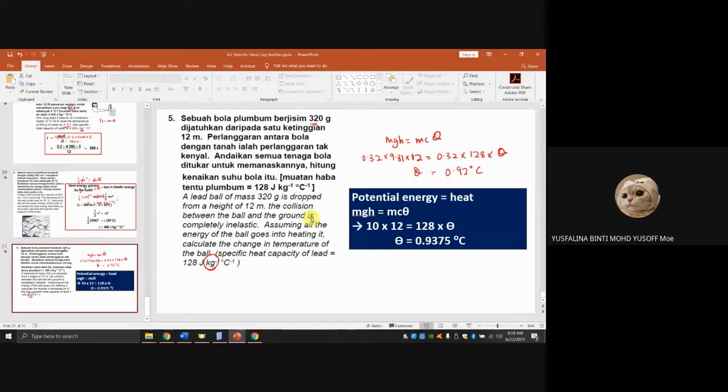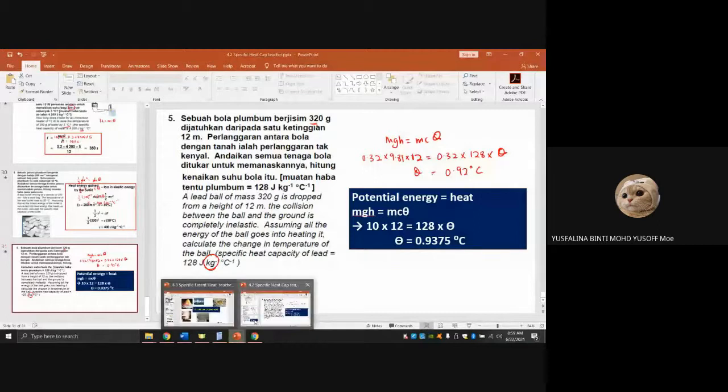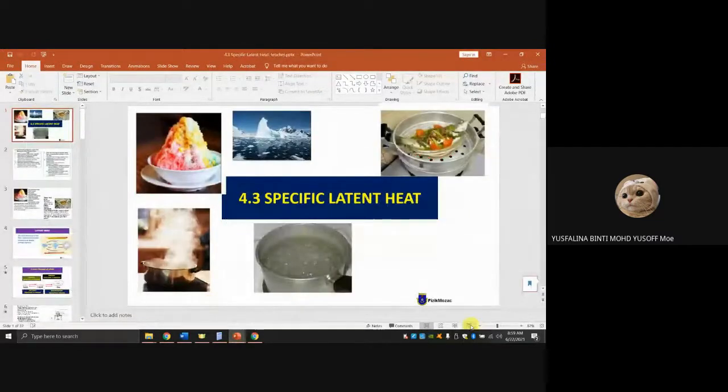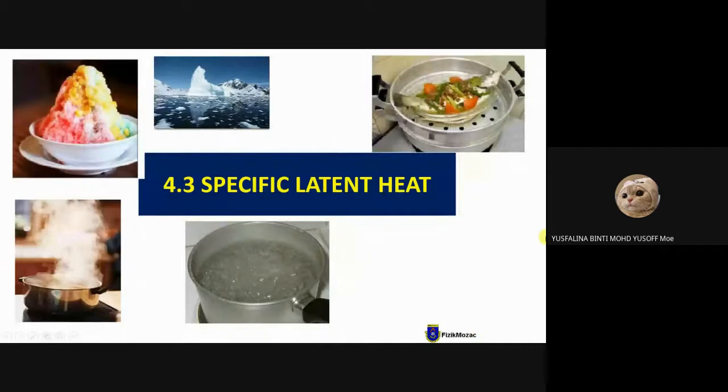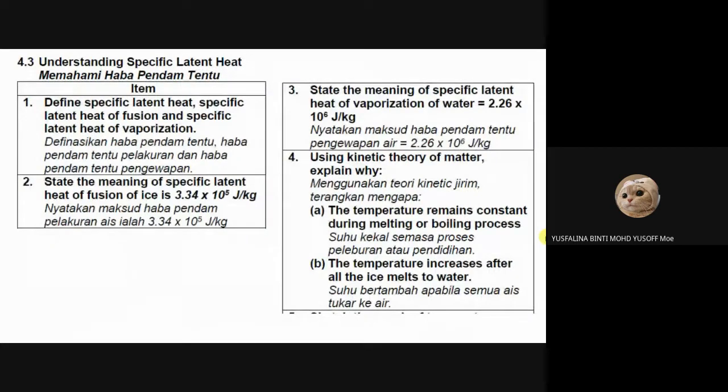Okay, so we finish 4.2. Let's move on to 4.3, specific latent heat. So what's the difference between the specific heat capacity and the specific latent heat? Let's see what we learn in this subtopic. You have to be able to define the meaning of specific latent heat, and then specific latent heat of fusion and specific latent heat of vaporization.